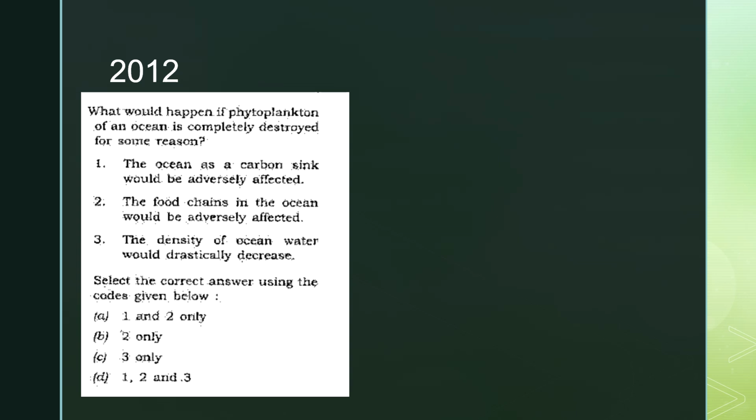Phytoplankton of an ocean is completely destroyed for some reason. The ocean as a carbon sink would be adversely affected. Yes, read about how phytoplankton work and we will get the answer. The food chains in the ocean would be adversely affected, yes, because they are fundamental, at the base of the food chain. The density of the ocean water would drastically decrease. No, density does not depend upon the phytoplankton, so the answer would be A.